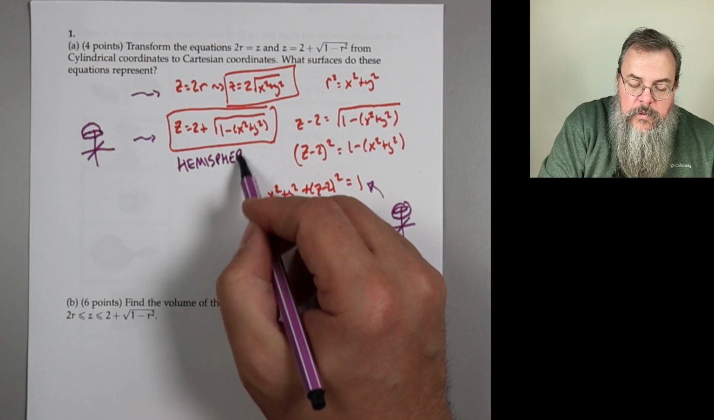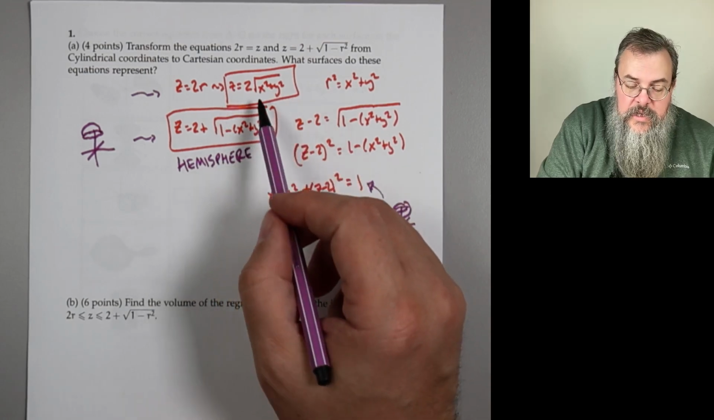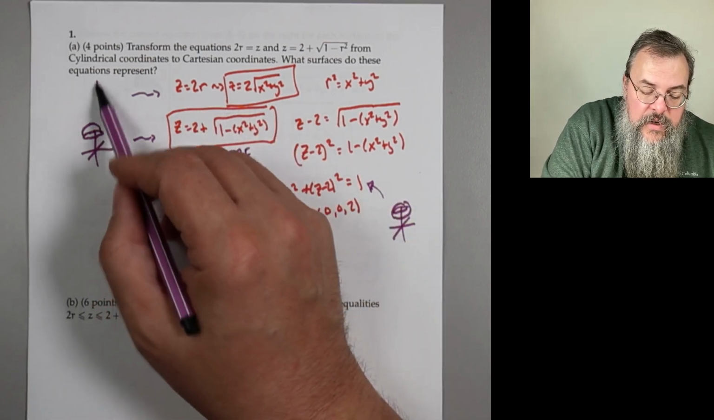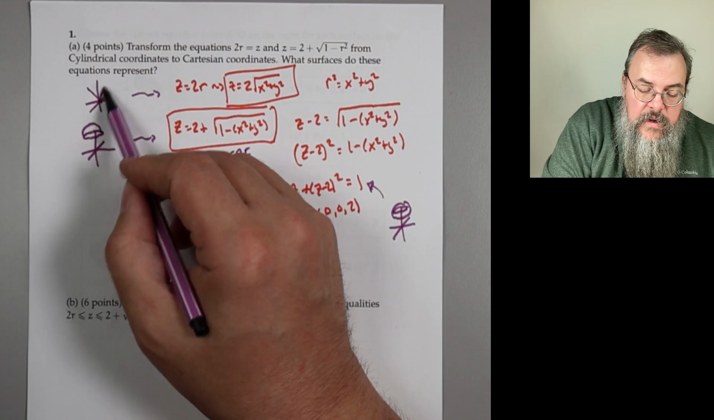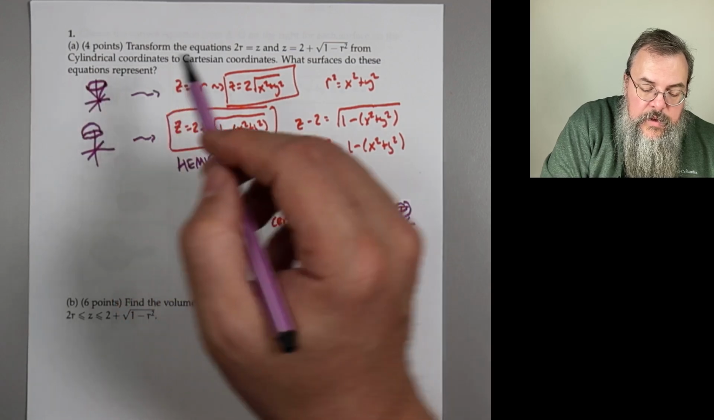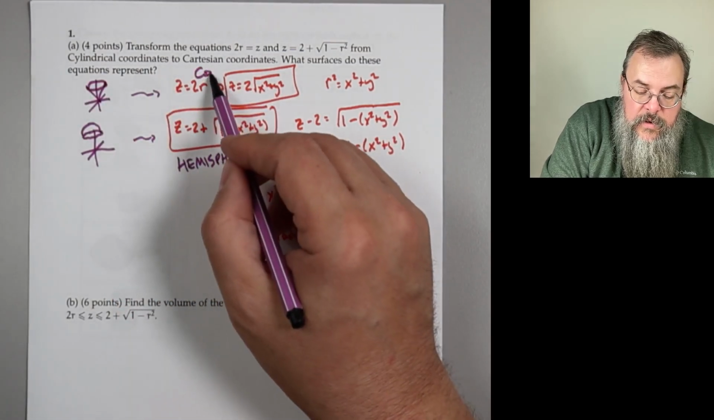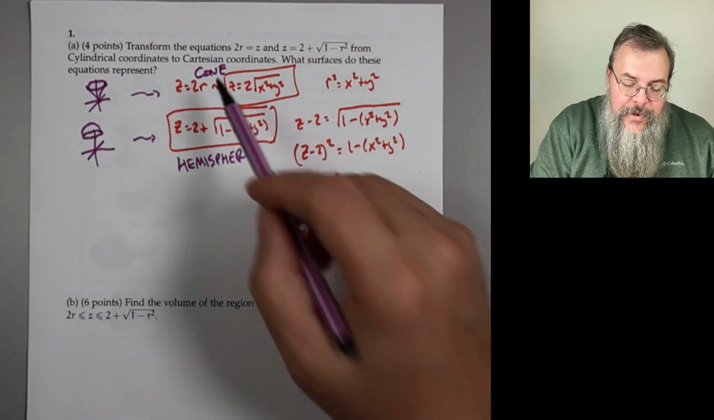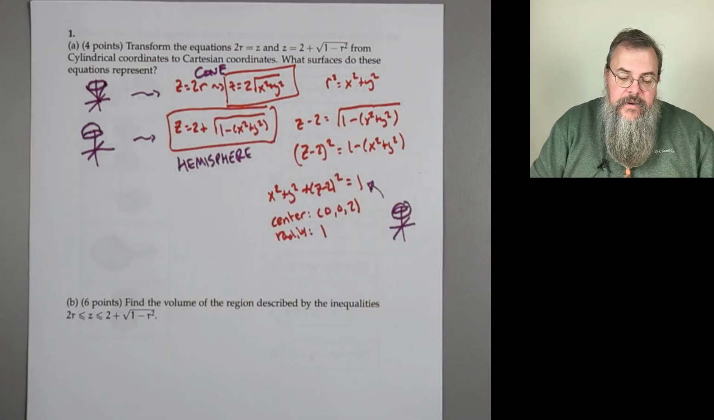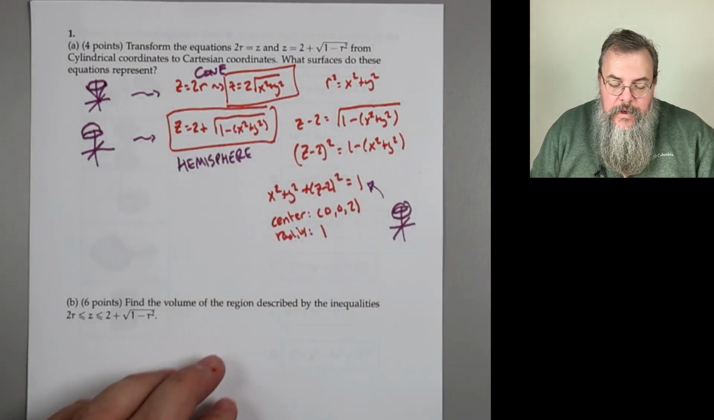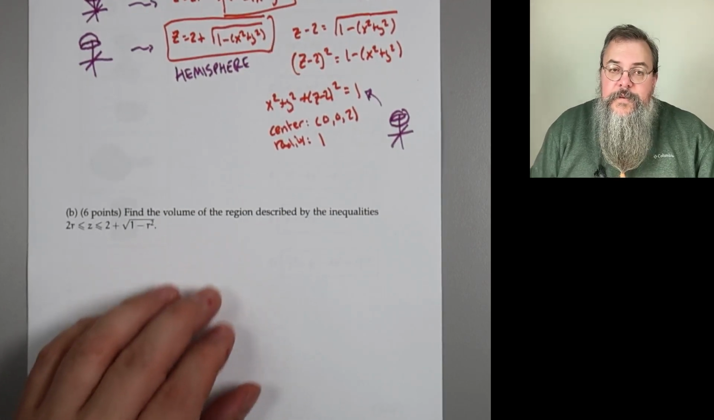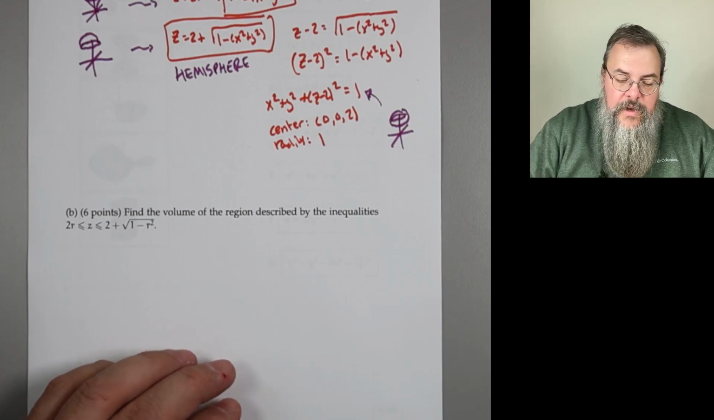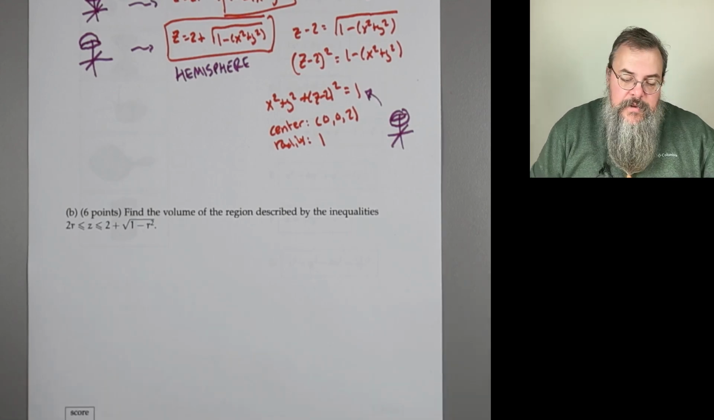Now, what about this one here? Z equals 2 square root of x squared plus y squared. Well, that is a cone. So we say, okay, great, cone. All right, so that's part A. Cone, hemisphere. Now, what's the volume of the region described by the inequalities? Well, we know the shapes. Cone and hemisphere.